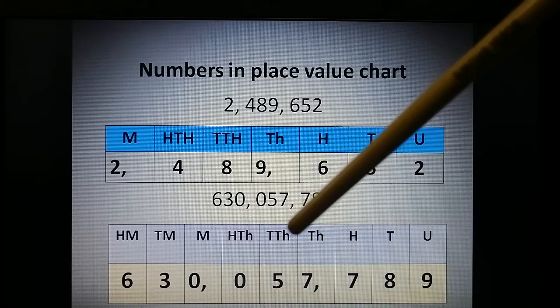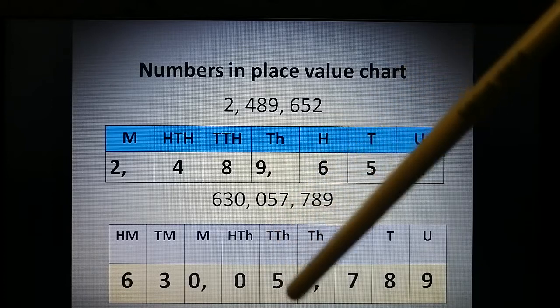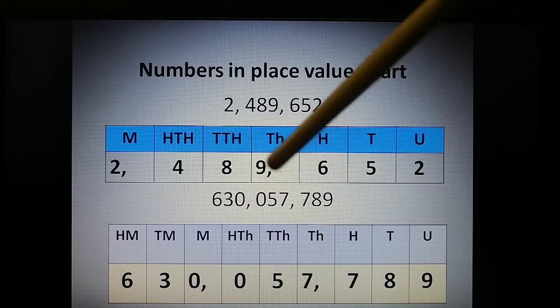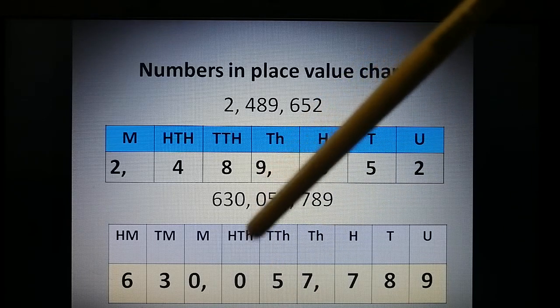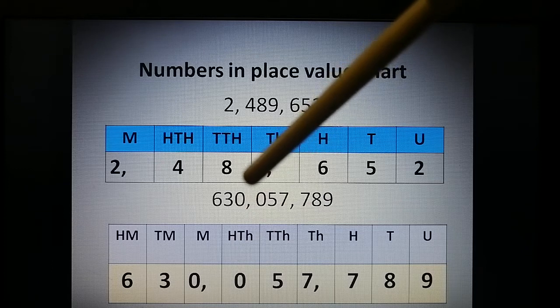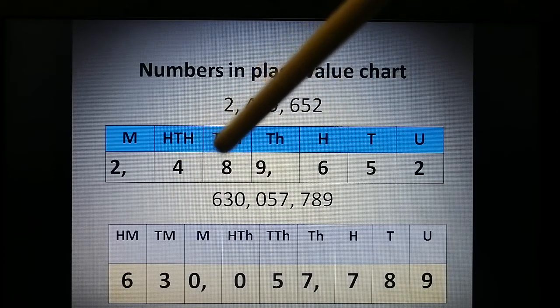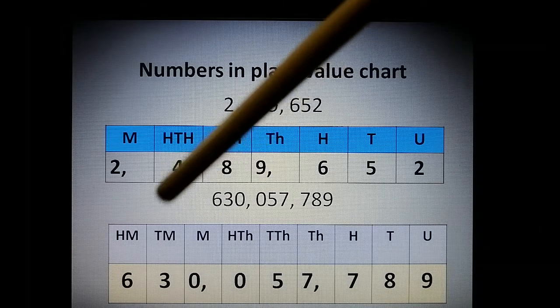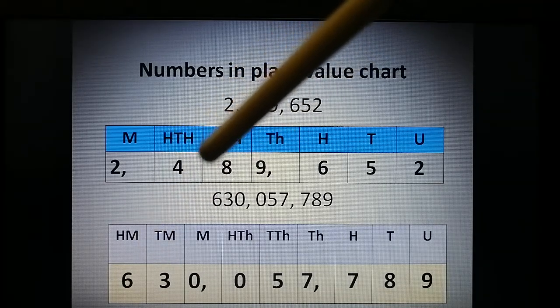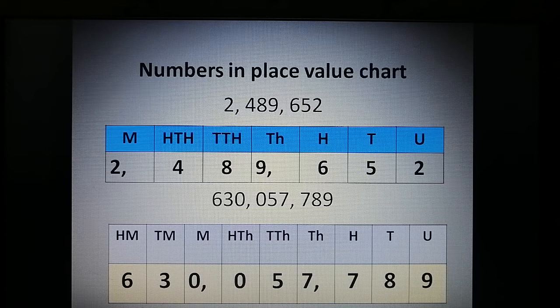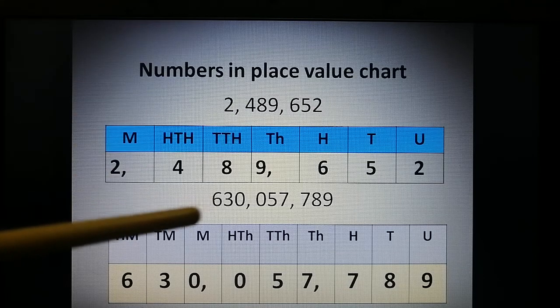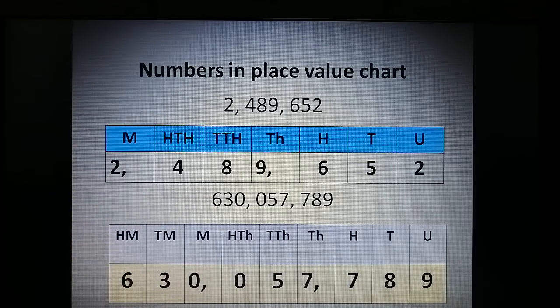How many 10,000s do we have? 5. So I am writing 5 over here. How many 100,000s? 0. So I am writing 0 over here. And how many millions? Again 0. How many 10 millions? 3. So I am writing 3 in the 10 million box. And last but not the least, 6. 6 is in the 100 million box. So this is the way to write the number in the place value chart.